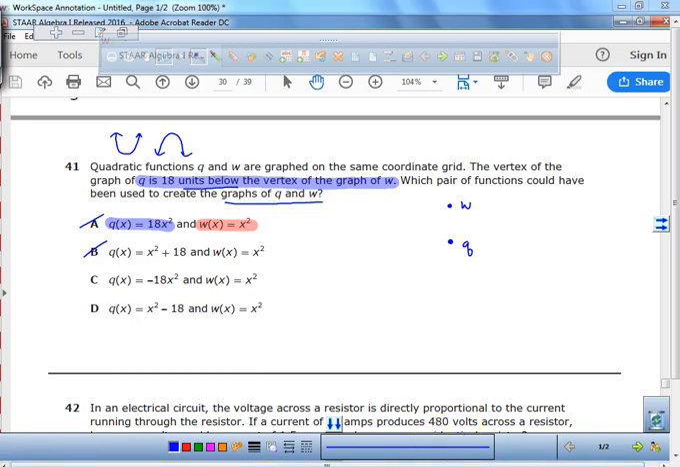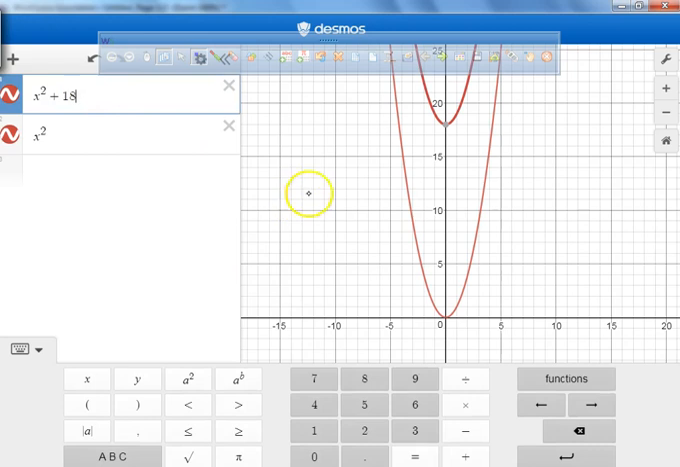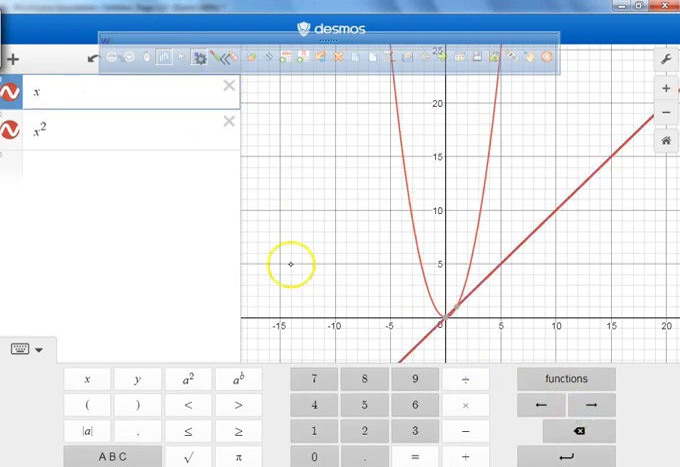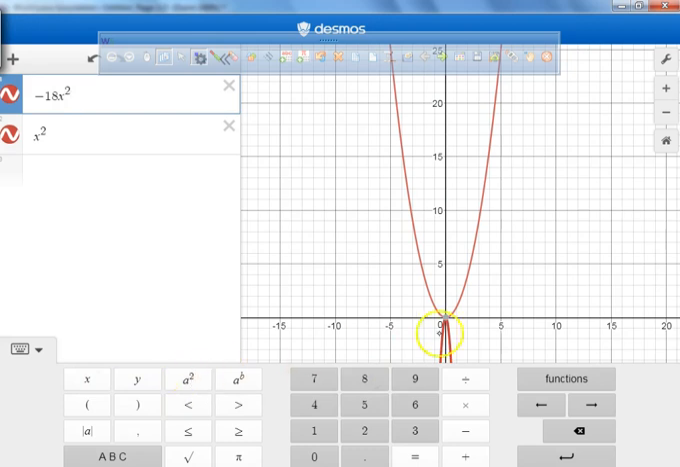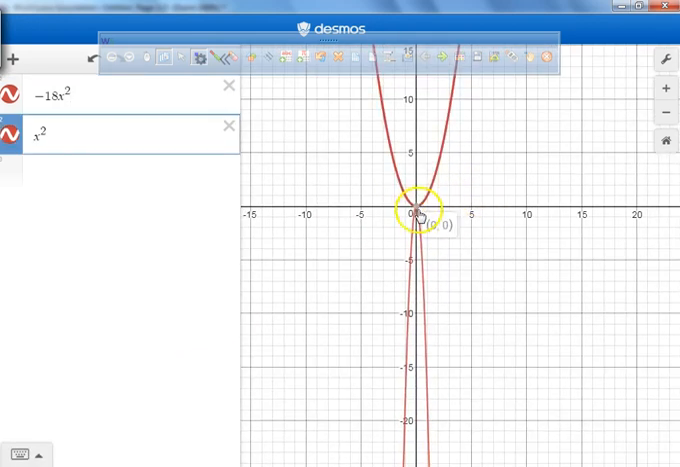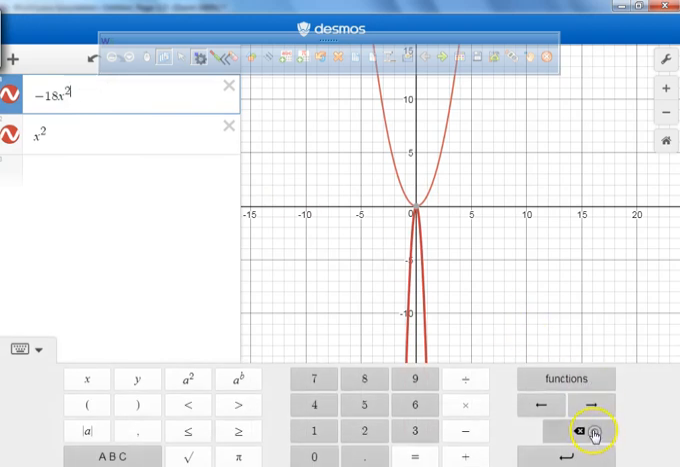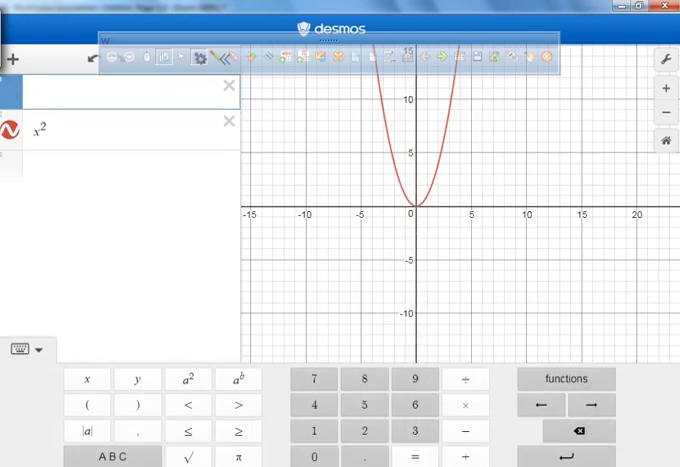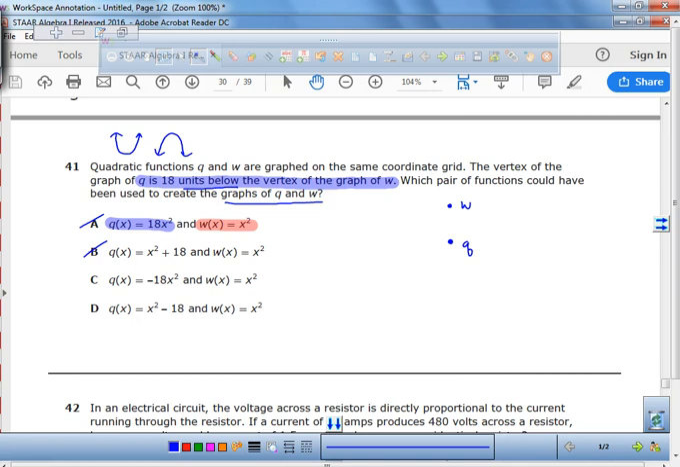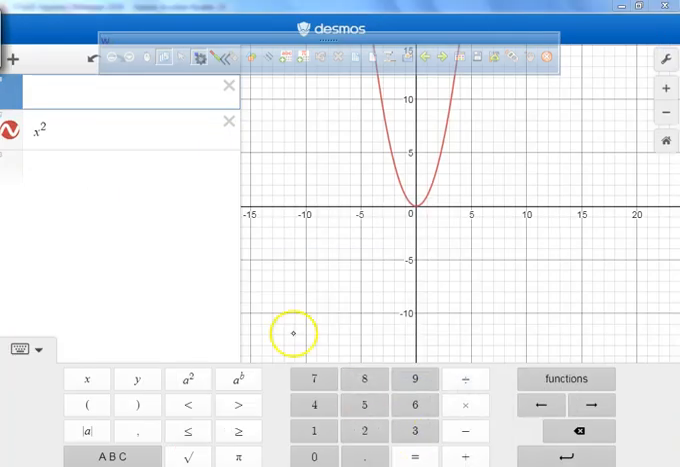All right, let's go over here. Type in C. C is negative 18x squared. Do they share the same vertex? Yeah, 0, 0, and 0, 0. Okay. What's answer choice B? What does answer choice B state? X squared minus 18. All right.